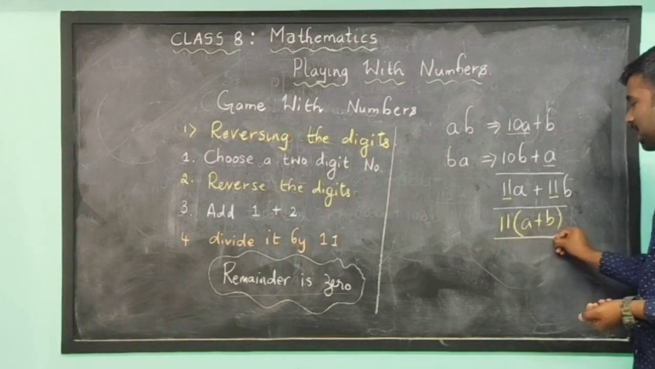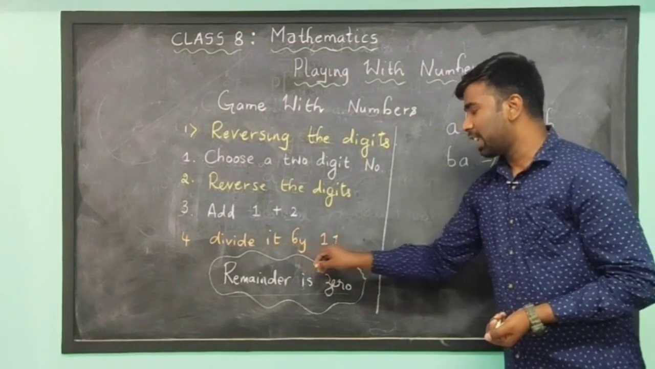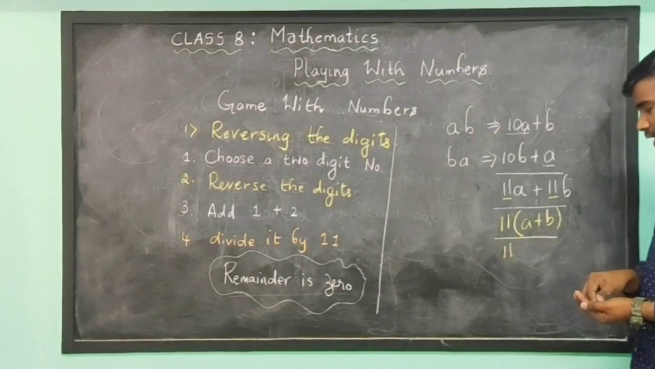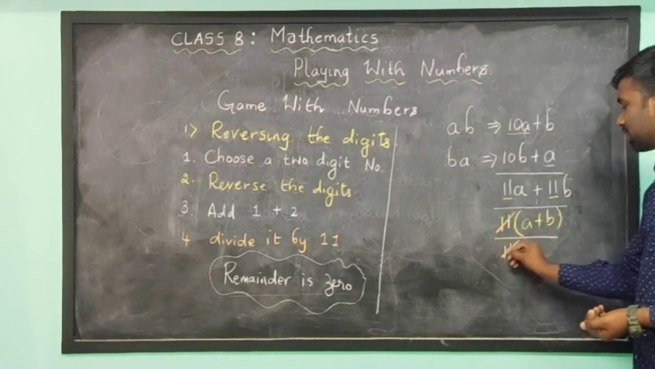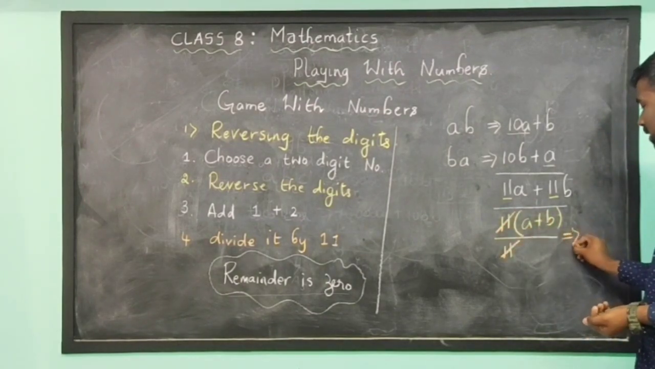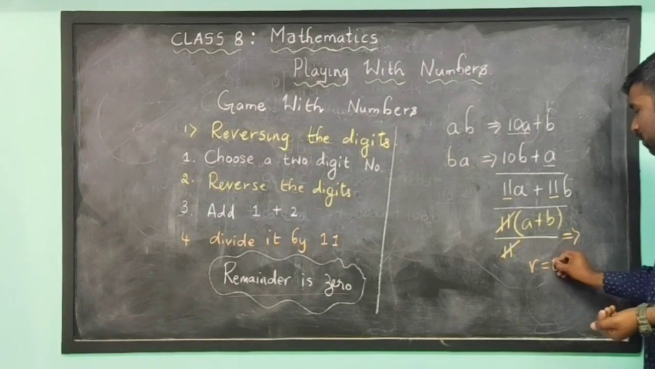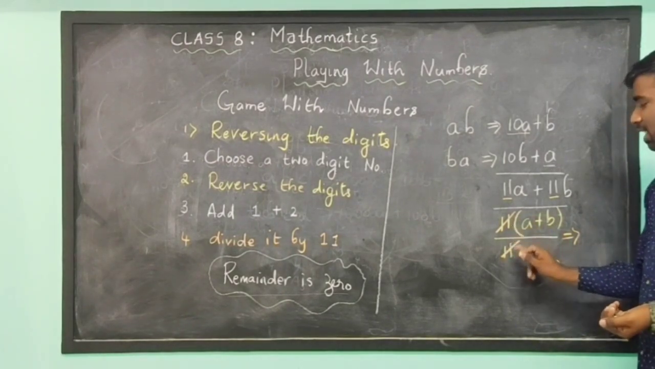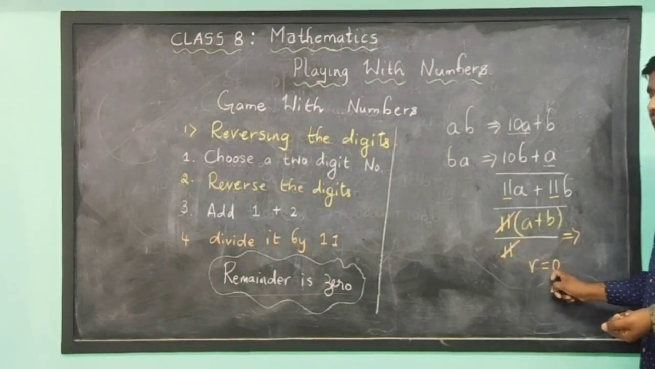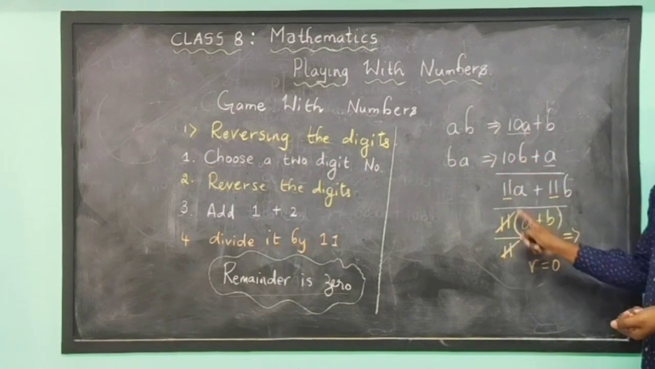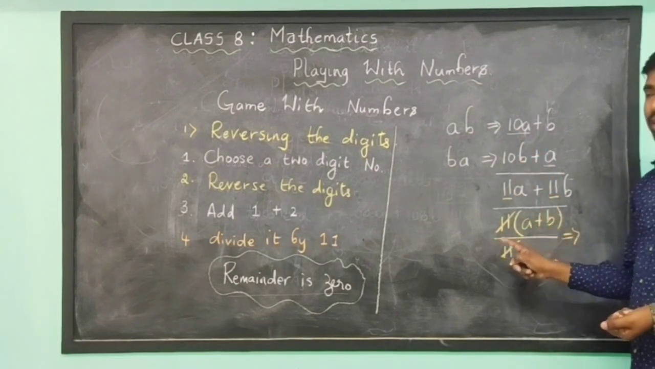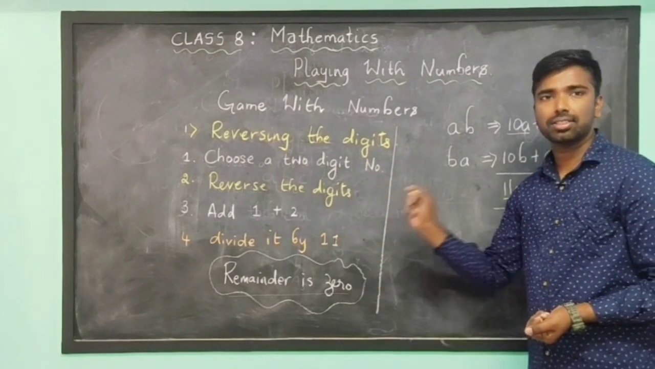Now, the next step is divide it by 11. Now, 11 will get cancelled. This implies the remainder is 0. Because 11 is divisible by 11, we get the remainder 0. This is the general way we have used to prove this trick.